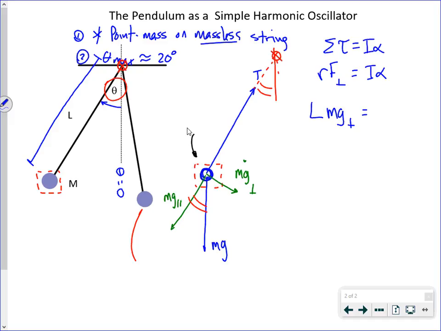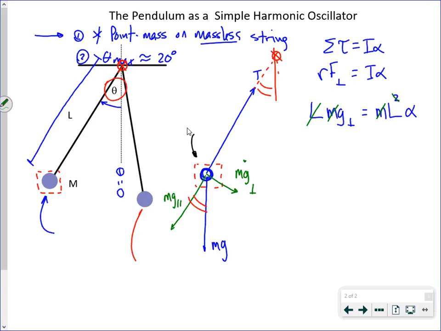Now, our moment of inertia. Remember, this is a point mass on a massless string, so we don't need to treat the string as any kind of rod because it's massless. We also don't have to worry about the object rotating as it moves, because it's not a ball. It just moves in a path. It's a point mass with a moment of inertia mr squared. R is L, R being the radius of this object's circular path. And there's alpha. So notice right off the bat, we can start to simplify.